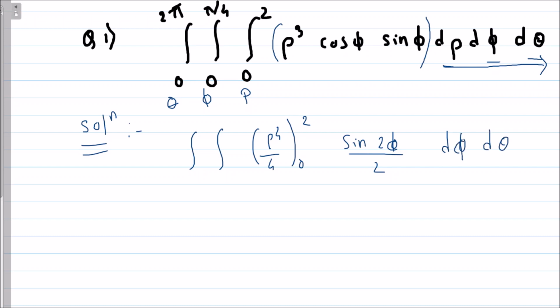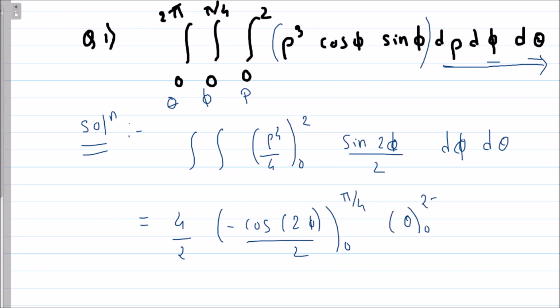Now I think this is easily solvable. You have 2 raised to 4 upon 4, which is nothing but 4 itself. 4 by 2, integration of sin 2 phi is minus of cos 2 phi by 2, with limits 0 to pi by 4, and for 1 d theta, integration is theta from 0 to 2 pi. Solve this and tell me what is the answer for the first question.